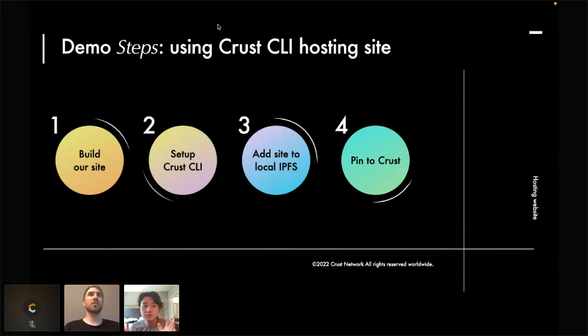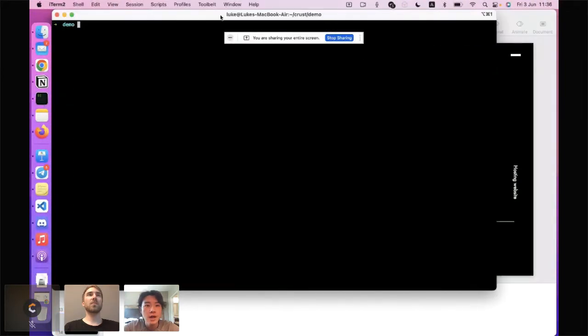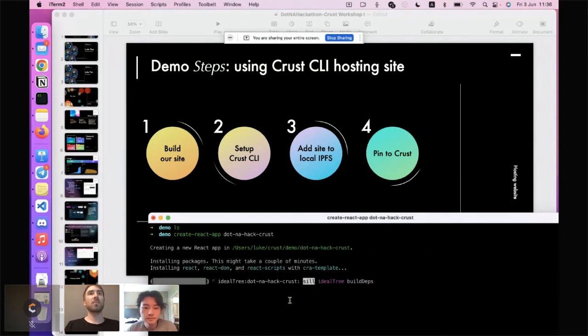So to host your website using Crust, you're going to take 4 steps, and I will show you one by one. The first step is to build a website. I will use create React app as an example. What I'm doing right now is creating a new React project, which is called North America Hackathon with Crust. It's going to take a few seconds.